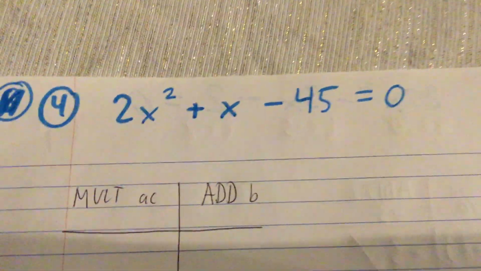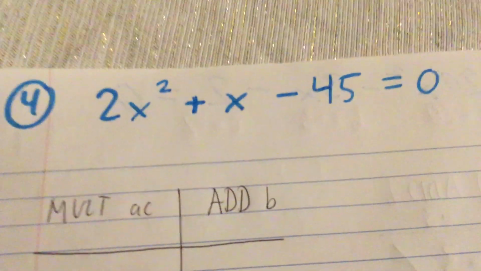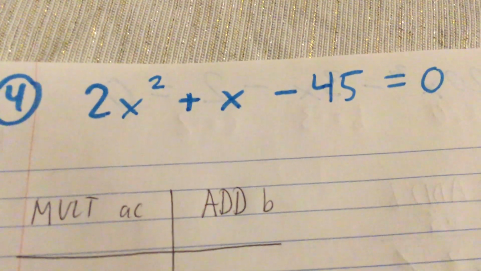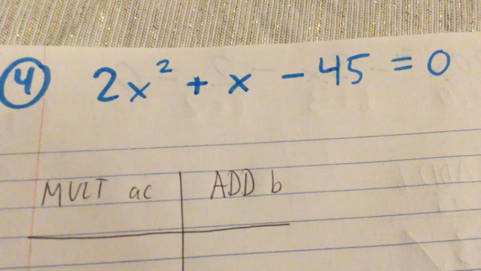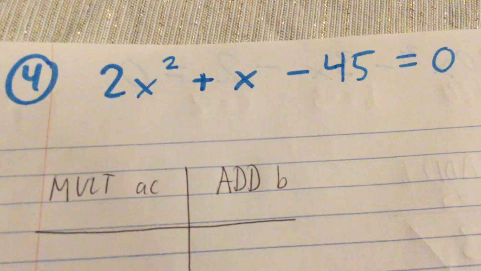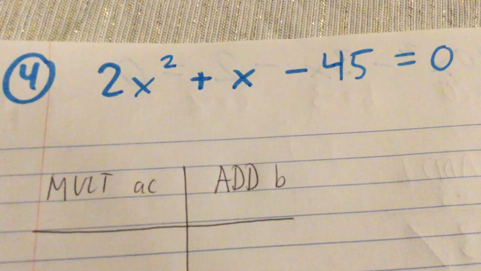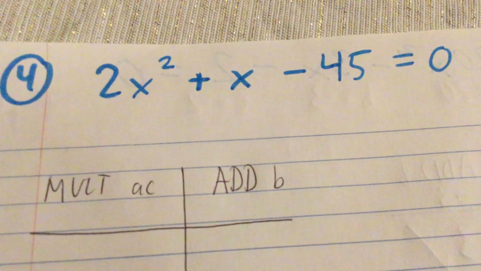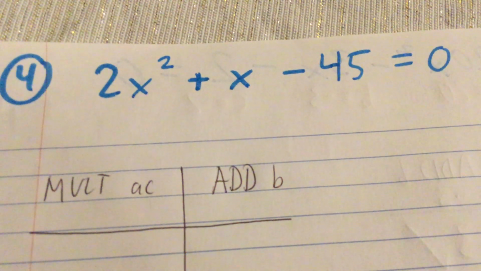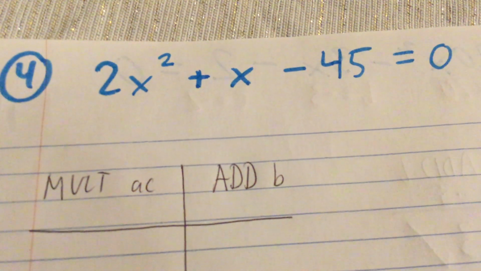Okay, last problem, and then we'll call it a day. 2x squared plus x minus 45 is equal to 0. If you want to do this problem on your own, pause the screen, and otherwise, I'm going to show you how to do it in 5, 4, 3, 2, 1.